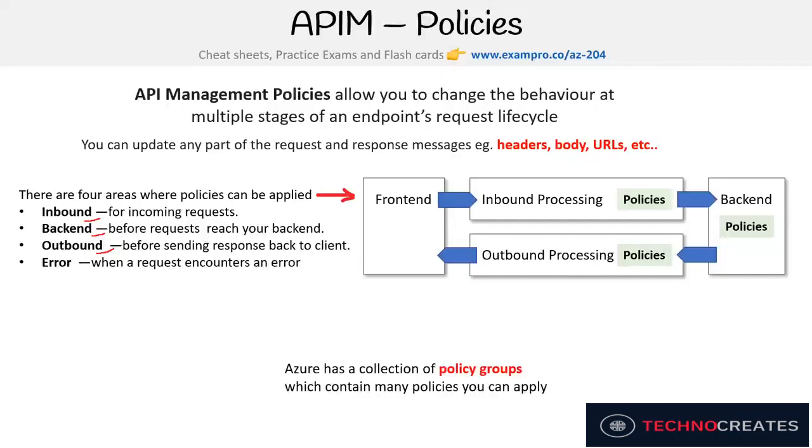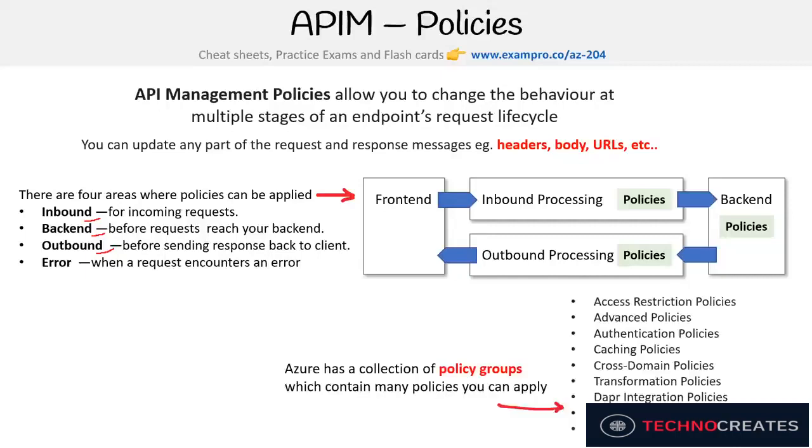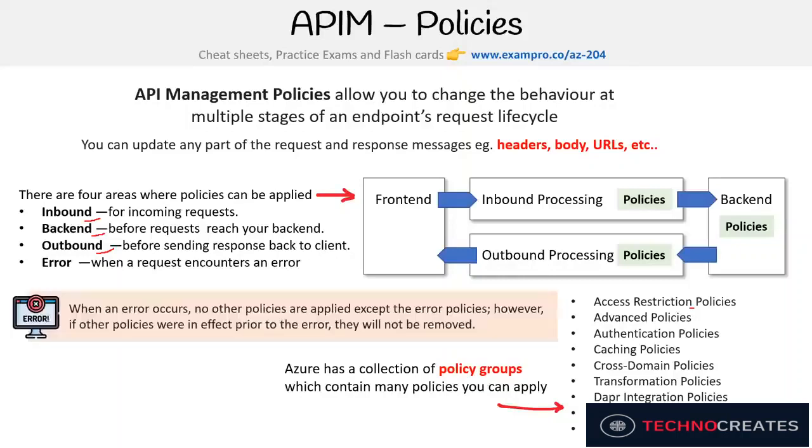Azure has a collection of policy groups which contain many policies you can apply, and we got a big list here. We have access restriction policies, advanced authentication, caching, cross-domain transformation, Dapr integration, validation policies, GraphQL. So there's a lot of great policies that we can already utilize. When an error occurs, no other policies are applied except the error policies. However, if other policies were in effect prior to the error, they will not be removed. Product level policies apply to all API operations within a product. So now let's go take a look at an example of a policy, okay?